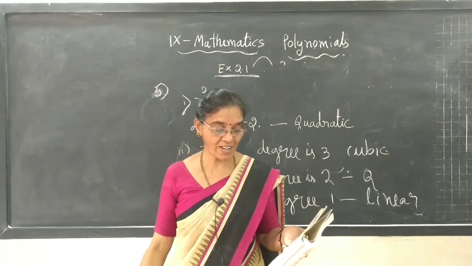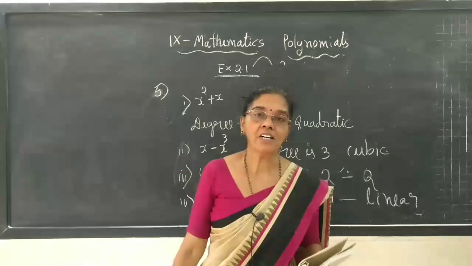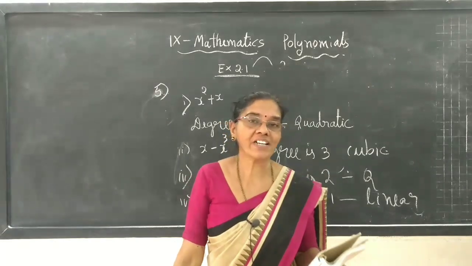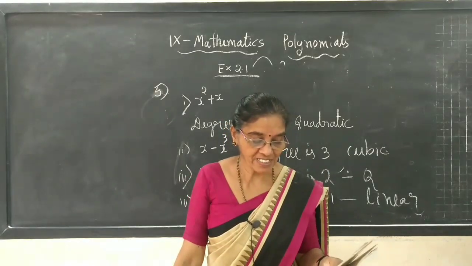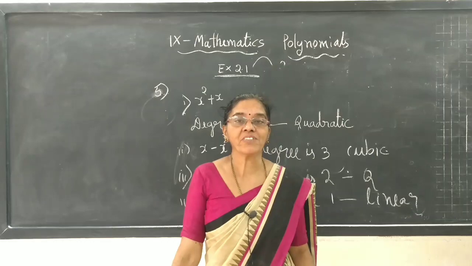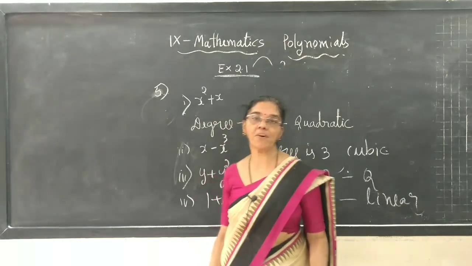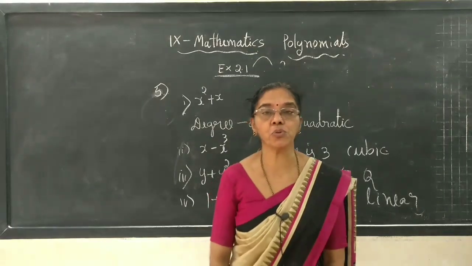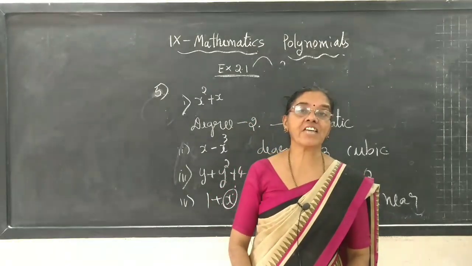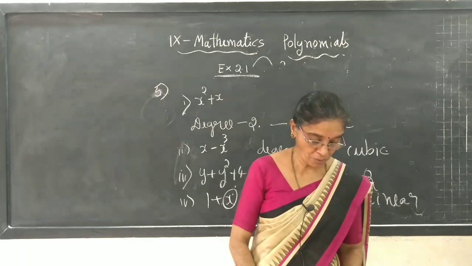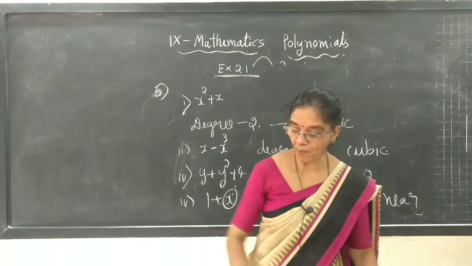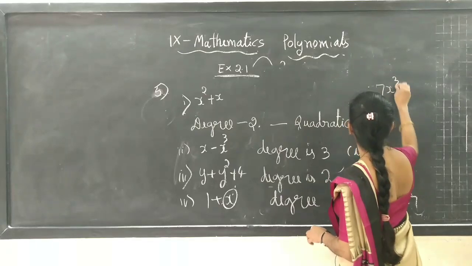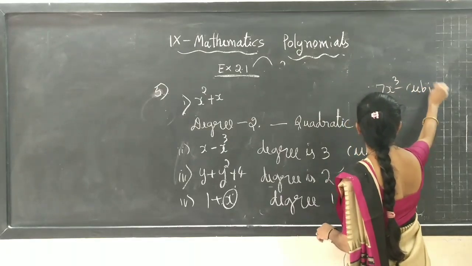r square. What is the power here? 2, and the degree is also 2. So it is a quadratic polynomial. And lastly, 7x cube, x to the power of 3. So the degree is 3. The last one, 7x cube, is which type? Cubic polynomial. It is a cubic polynomial.